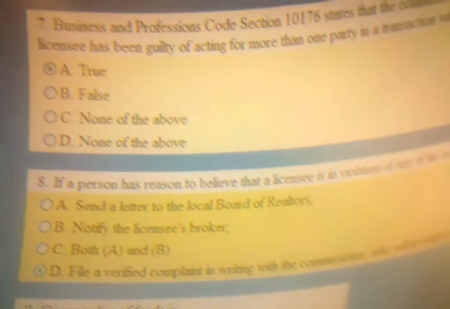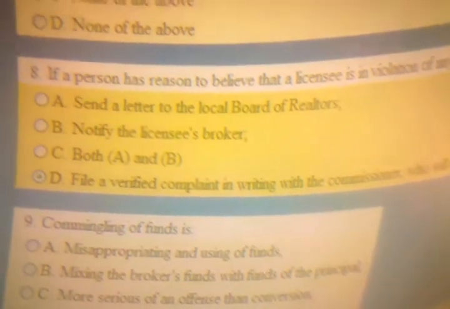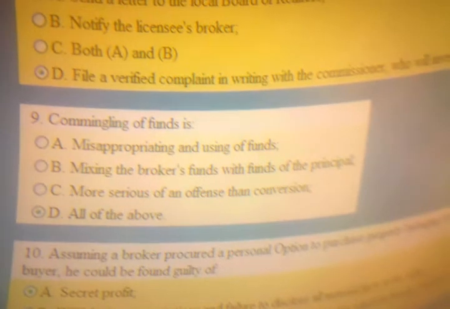Business Code state個 commissioner may temporarily suspend, permanently revoke a real estate licensee at any time when licensee has been guilty of acting more than one party in a transaction without the knowledge or consent to all parties. True. If a person has the reason to believe that a licensee is in violation of any of acts set forth of a business code, he or she should file a verified complaint in writing with the commissioner.